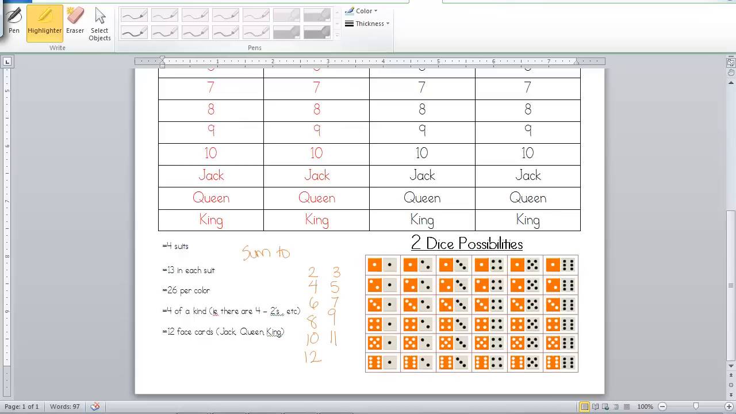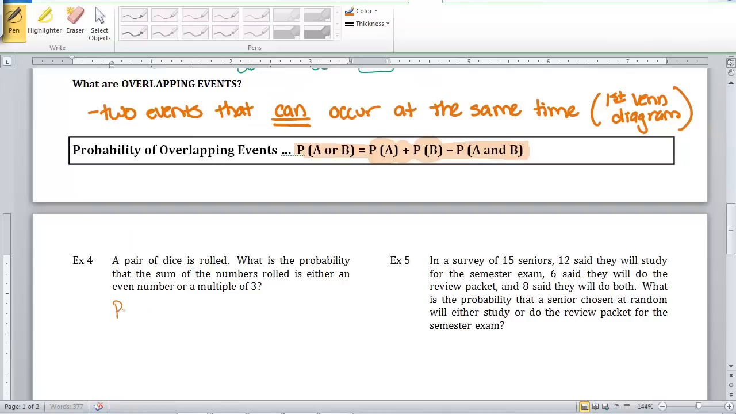So in the question, we were looking for the probability that we sum to an even number or a multiple of 3. So we would sum to an even number when we sum to 2, 4, 6, 8, 10, or 12. So let's figure out how many times we sum to an even number. If we count it up, we sum to an even number 18 times. So the probability that we would sum to an even number would happen 18 times out of 36.